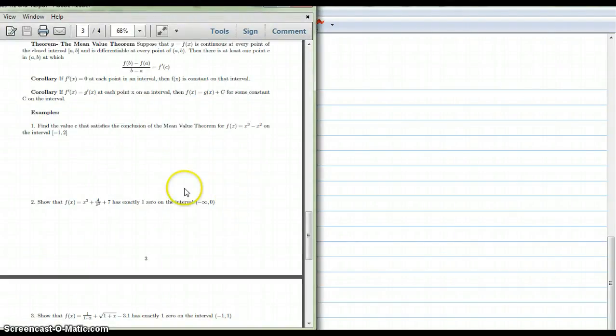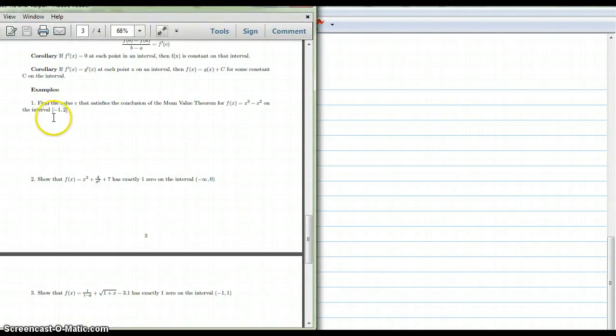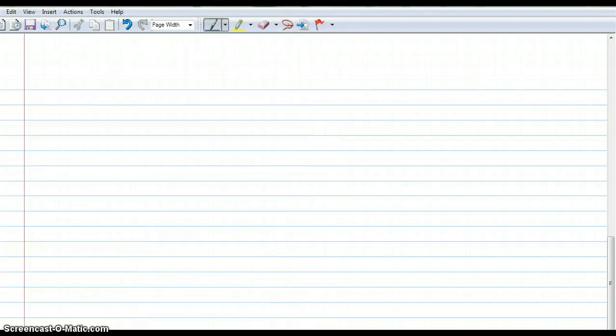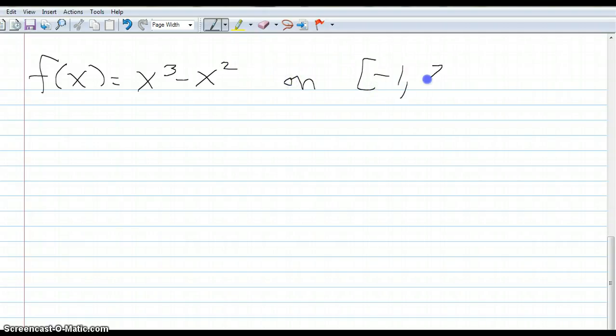Okay, so the first example says find the value c that satisfies the conclusion of the mean value theorem for f of x equals x cubed minus x squared on the interval from -1 to 2. So this says find that c. So this is a and this is b.